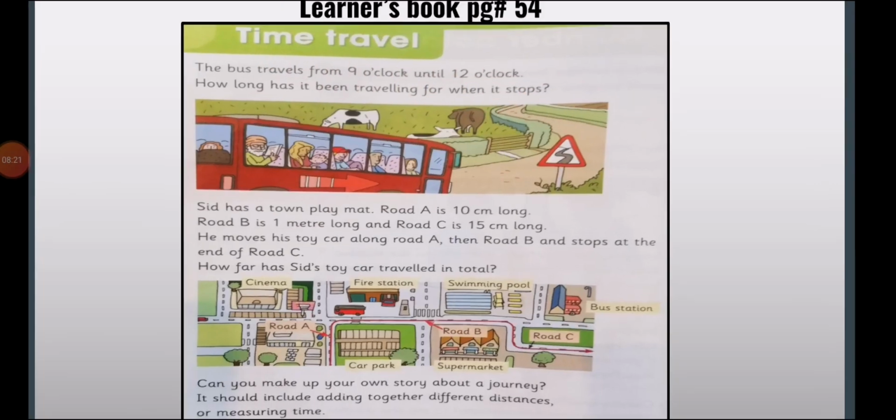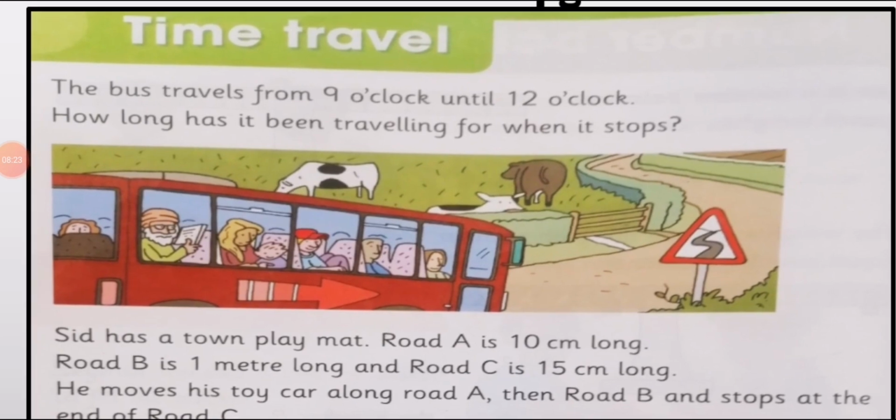Time travel. Now look at that page. You can see a bus here. The bus travels from 9 o'clock until 12 o'clock. How long has it been traveling from when it started until it stops? So we have to find out the total travel time of the bus. It travels from 9 o'clock until 12 o'clock, and we have to find the total time the bus traveled. And we will do this question in the notebook.